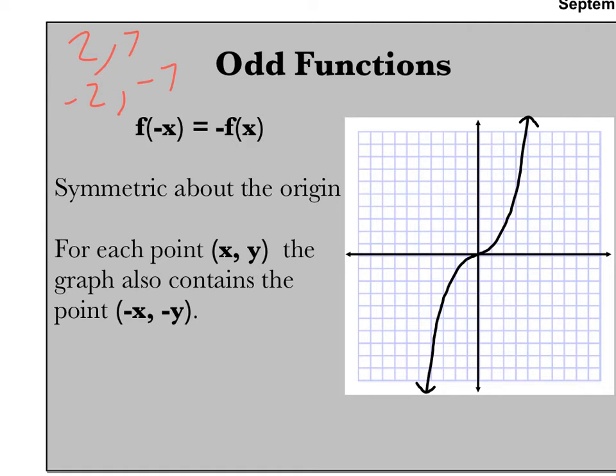So this makes the x and the y negative. So if the point 5, negative 3 is on the function, then the point negative 5, positive 3 is on the function, if it's odd. So we change the sign on both the x and the y. What this causes is a symmetry around the origin, like a rotation, like a pinwheel.